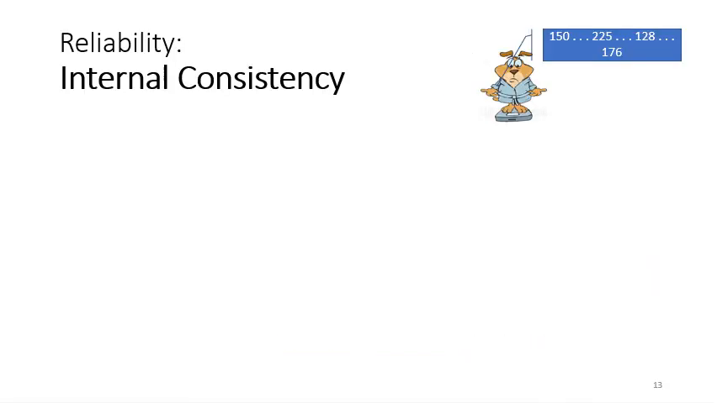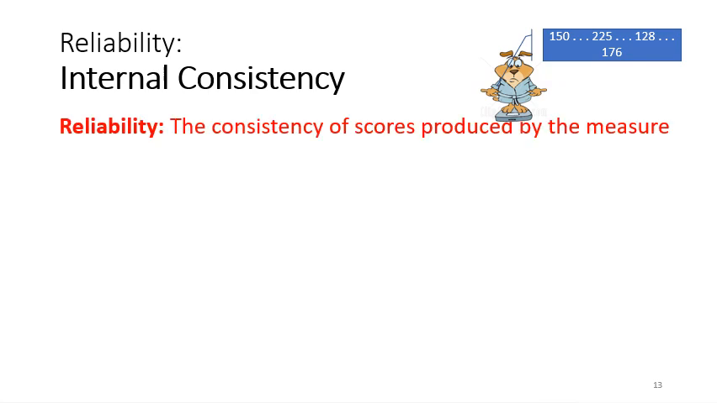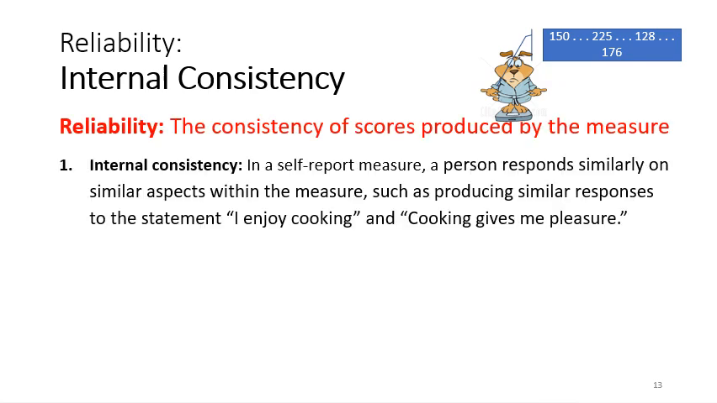So there are several ways of thinking about reliability. Here we have our little guy on the scale again, and here we have weights that seem to be pounds, but it sure isn't reliable if it predicts 150 one day, 225 the next day, 128 the next day, 176 the next day. This is not a reliable scale. So reliability is the consistency of scores produced by the measure.